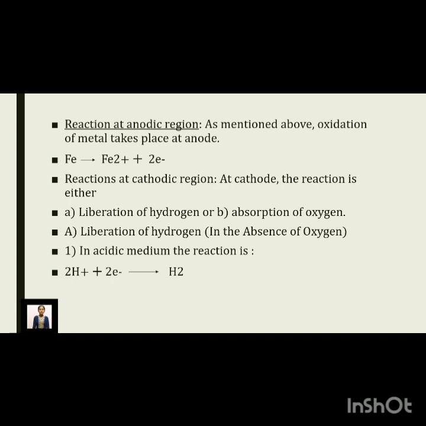So the reaction at the anodic region: as mentioned above, the oxidation of metal takes place at the anode. Iron, that is Fe, forms Fe2+ on liberation of 2 electrons. So the reaction at the cathodic region. At the cathode, the reaction is either the liberation of hydrogen or the absorption of oxygen. First, liberation of hydrogen, that is in the absence of oxygen. In the acidic medium, the hydrogen ions accept 2 electrons and form H2.